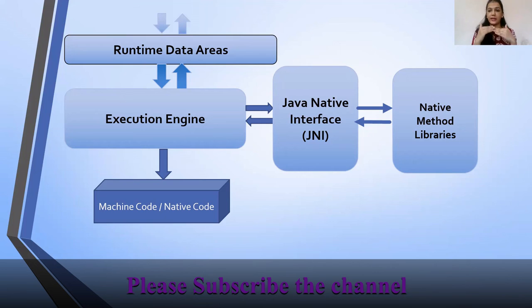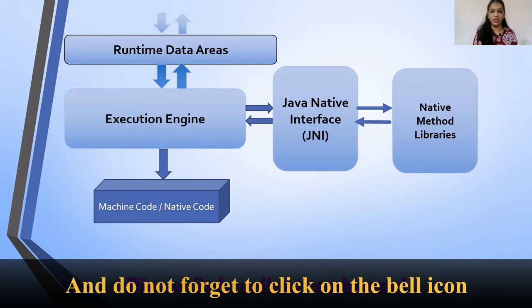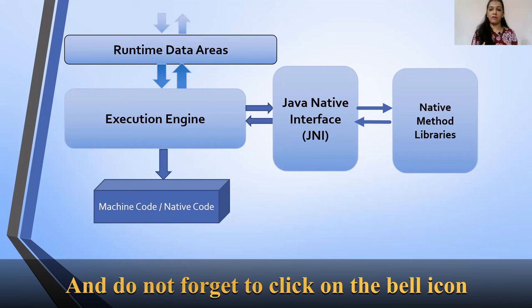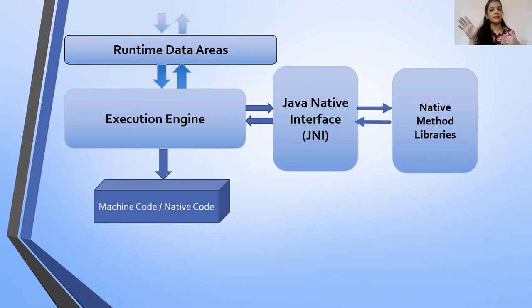Then after it is stored in memory, it is given to the execution engine. While executing this Java program, your execution engine may require certain native method libraries, which are provided to the execution engine through the Java Native Interface. And finally, this Java bytecode is converted to your machine code, and finally it is executed. So we have seen this Java architecture in detail.